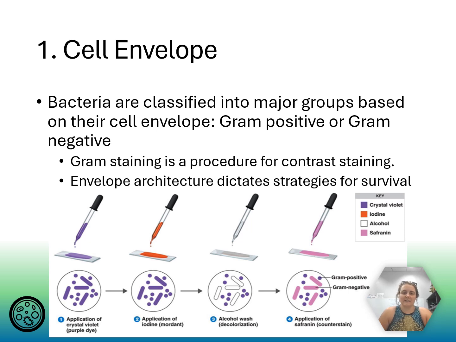Basically bacteria are classified into major groups based on their cell envelope, and they can either be categorized as gram-positive or gram-negative. Gram staining is a procedure that has been developed in order to stain bacteria, and different bacteria show up differently. Basically the procedure is that we have a cell and we apply a specific type of dye to that cell, and we have a couple different steps. Based on what we see under the microscope, in all these 4 different pictures down here on the bottom of this slide, we can figure out whether the envelope is gram-positive or gram-negative.